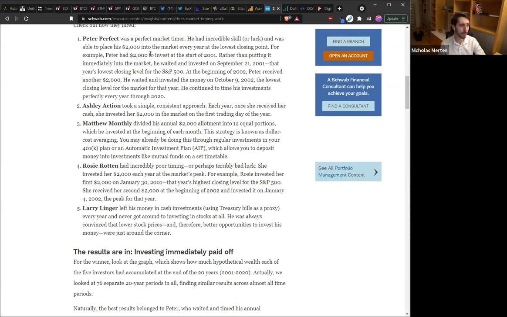So for example, he was investing on September 21st of 2001, and also at the beginning of 2002, Peter received another $2,000. So he's doing this every single year. He's averaging in $2,000 of new cash at the lowest possible point. He's got that market insight, that eye for the markets, a knack for investing. So that's what everyone wants to be.